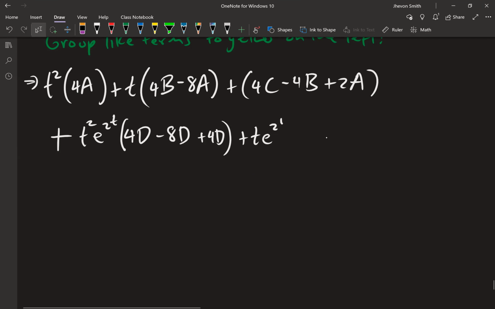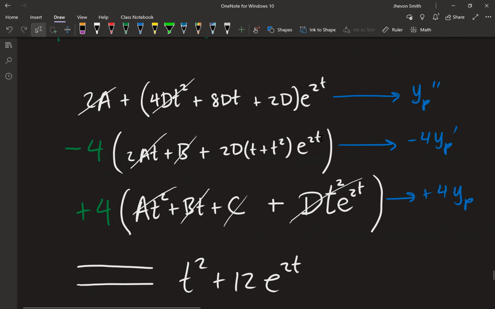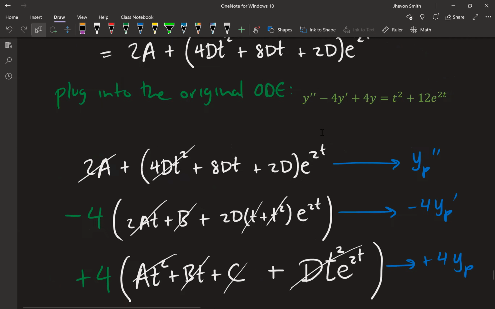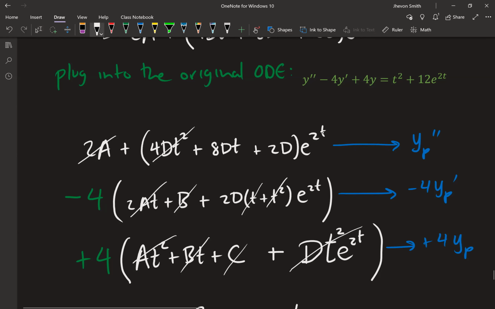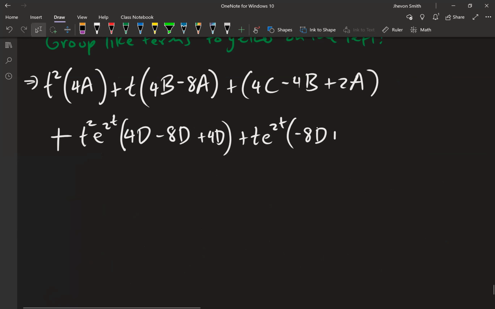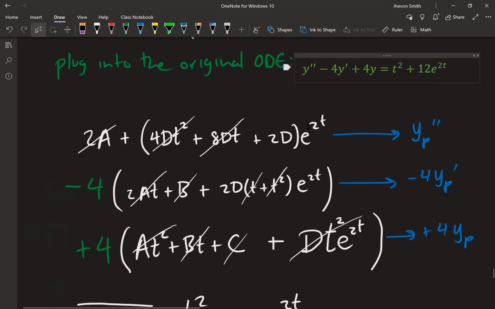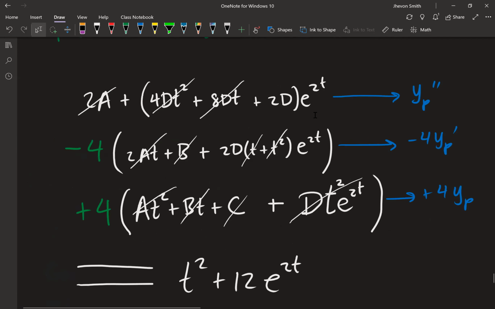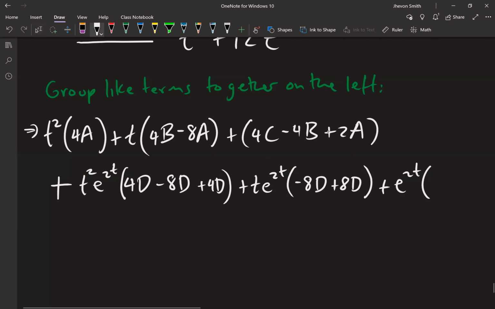Moving on to t e to the 2t. I have 1 here, that would be minus 8d. I would have 1 here, that is plus 8d. Again, that simplifies to 0. Not too worried because there was no t e to the 2t there again. Now I just want a constant times e to the 2t. Pretty much everyone's canceled out except this guy, 2d. And all of that is equal to t squared plus 12 e to the 2t.